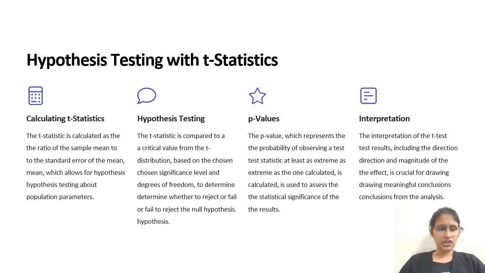P-value. The p-value, which represents the probability of observing a test statistic at least as extreme as the one calculated, is used to assess the statistical significance of the result. Interpretation. The interpretation of t-test results, including direction and magnitude of the effect, is crucial for drawing meaningful conclusions from the analysis.